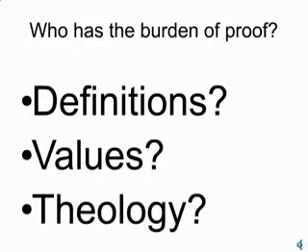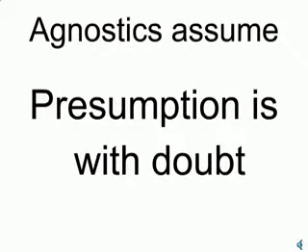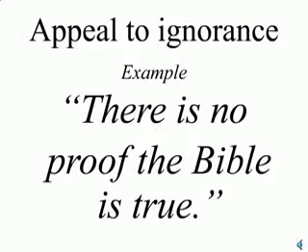What is very unclear is who has the burden of proof in topics dealing with definitions, values or theology. Agnostics, for example, assume that presumption lies with doubt. For example, they might say there is no proof that the Bible is true.